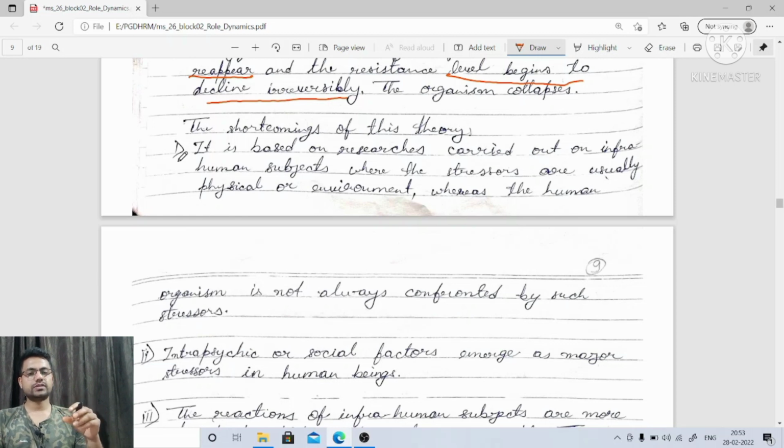So this research was carried out on infrahuman subjects. Infrahuman means here the stressors were environmental factors, not human factors. But we as humans feel stress due to many reasons. And when we feel stress, the stressor passes through many layers. So I will explain that in the following steps. Whereas the human organism is not always confronted by such stressors, means it is not always that human beings feel stress due to environmental factors only. Human factors can also be responsible for stress.